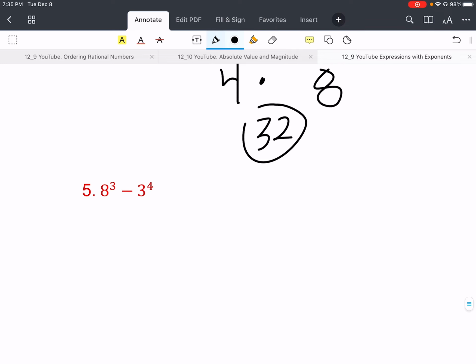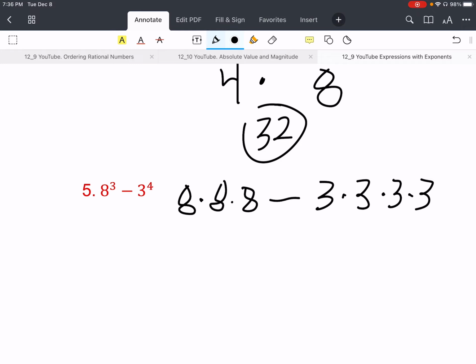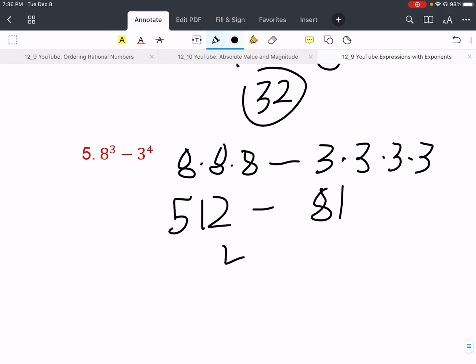All right, similar here, we have 8 to the 3rd power, which is going to be 8 times 8 times 8, minus 3 times 3 times 3 times 3. So again, we have to do all the multiplication first before we subtract. So we have 512. 8 times 8 is 64, times 8 is 512, minus 81. And if we subtract that, that'll give us a total of 431. So these problems are pretty simple as long as we take our time to get all of our arithmetic correct.